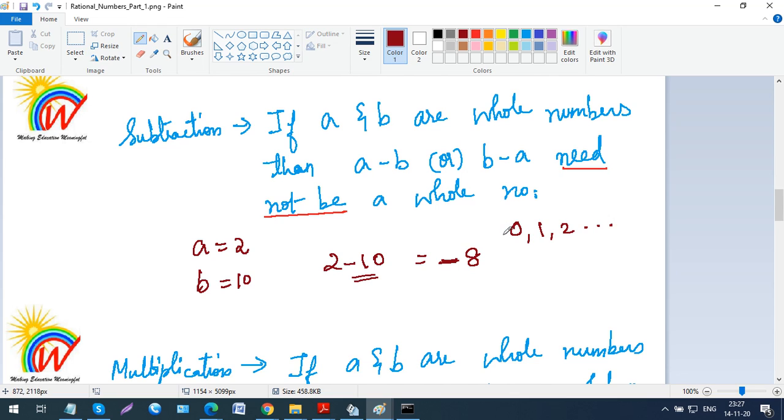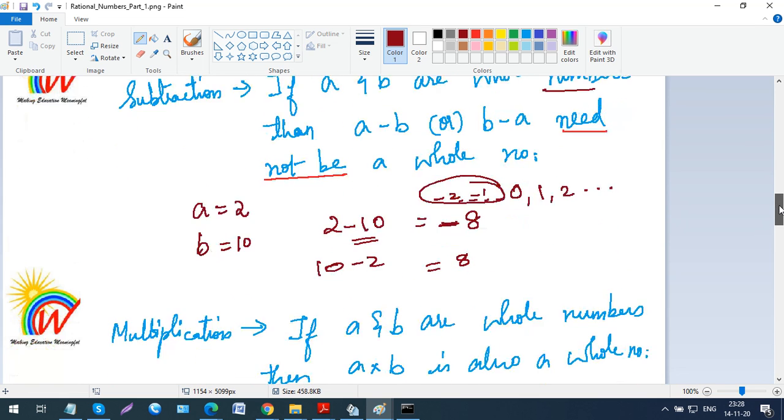So the numbers which are lesser than 1, negative 1, negative 2 and all, these don't belong to the whole numbers. So if A and B are whole numbers, then A minus B or B minus A. See, in this case, B minus A, 10 minus 2 is turning out to be a whole number. But 2 minus 10 is not a whole number, right? So we can't say that it's satisfying for all the conditions. So this need not be a whole number. Understood? So it doesn't satisfy the closure property of subtraction.